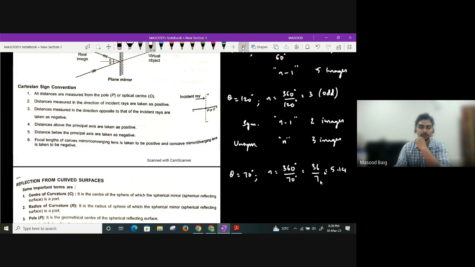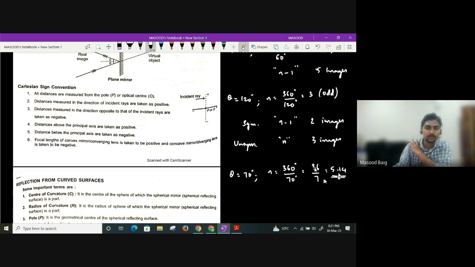Is this a fraction or not? 36 by 7. Did you get an odd number or an even number? No, we got a fraction. So whenever we get a fraction, how many images will be formed? We got the number 5.14. What is an integer close to 5.14 and less than 5.14? Integers are numbers like -1, -2, 0, 1, 2, 3. These all are integers, guys. So I got the value as 5.14.